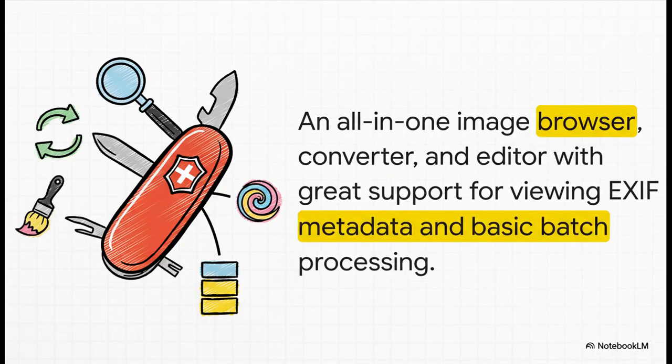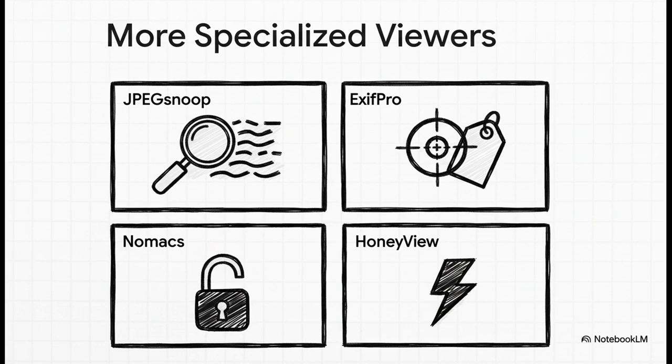Think of Faststone Image Viewer as kind of like a Swiss Army knife for your photos. It's a browser, a converter, and an editor all rolled into one nifty package. It's got fantastic support for viewing all that EXIF data, and it even throws in some tools for basic editing and batch processing. And believe me, the list just keeps going.